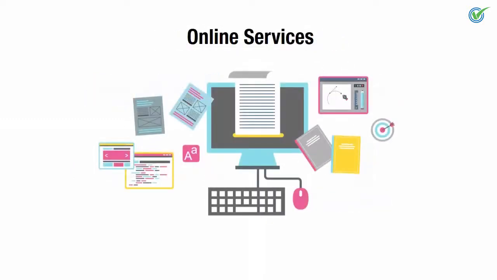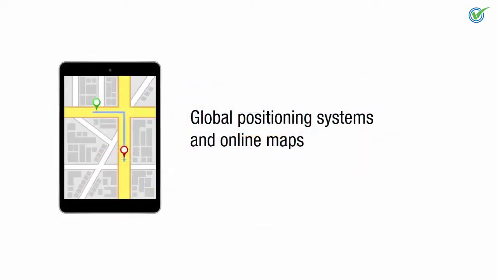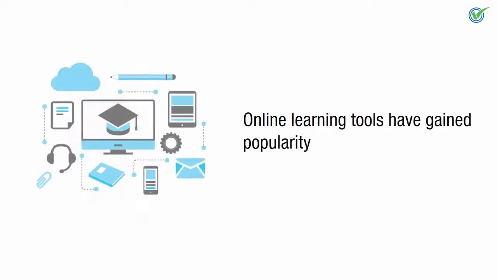Online services. Online services have significantly impacted many traditional product and service industries by transforming existing business models and creating new ways to conduct business. Here are some examples of online services. Global positioning systems and online maps have made physical maps redundant. Online learning tools have gained popularity and at times can complement or even replace physical classroom training.